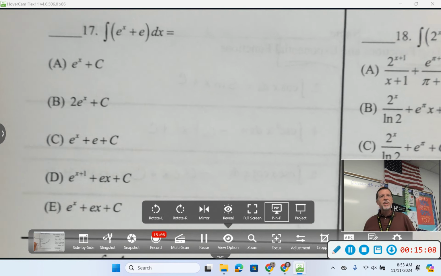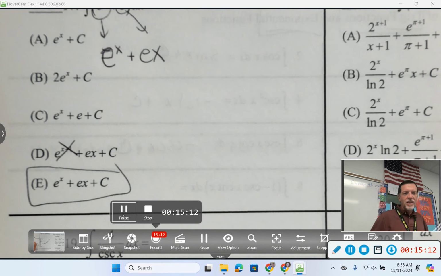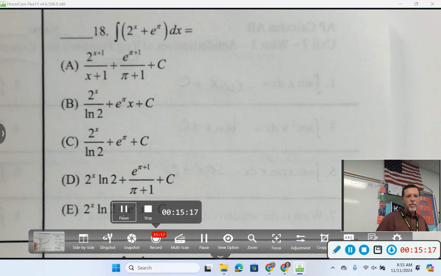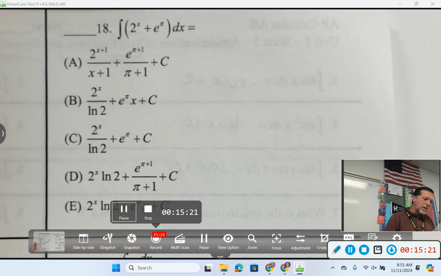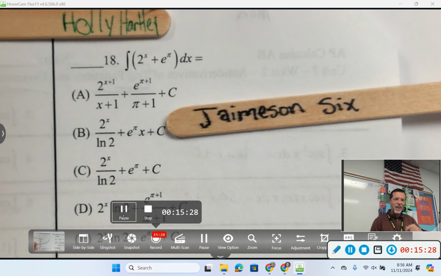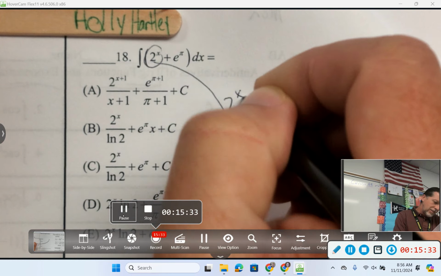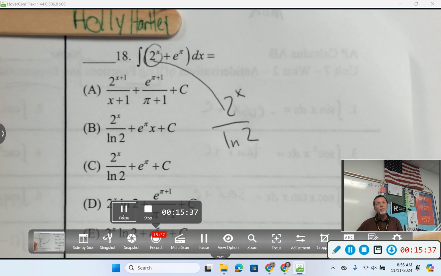How about 17? Why don't you try 17? Let's see. 18. Let's pick on people just straight from the get-go here. Holly, how about that first term, the antiderivative of 2 to the x? 2 to the x over natural log of 2. Right? Because the derivative is 2 to the x times natural log of 2. The antiderivative is divided by natural log of 2.